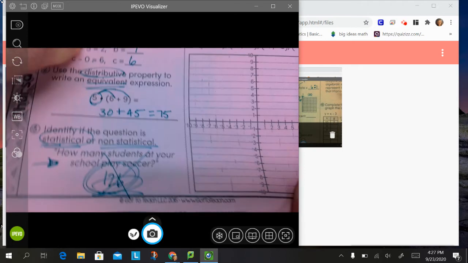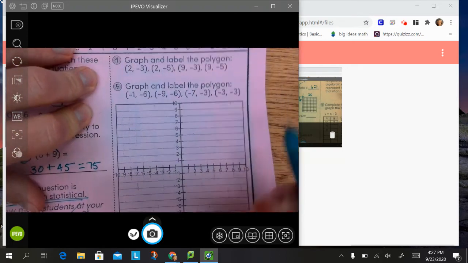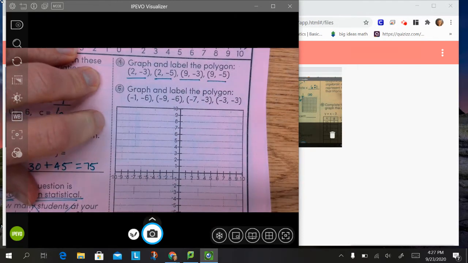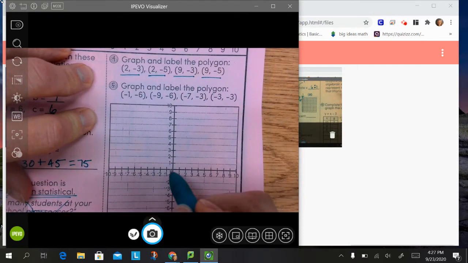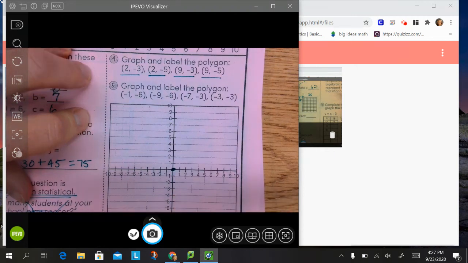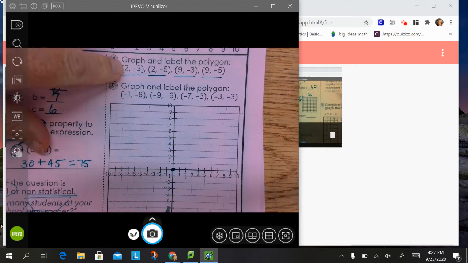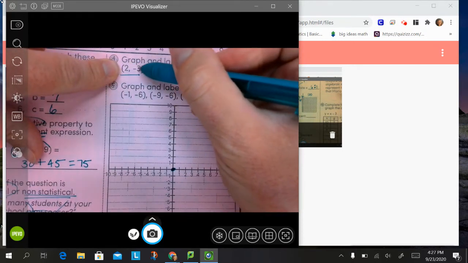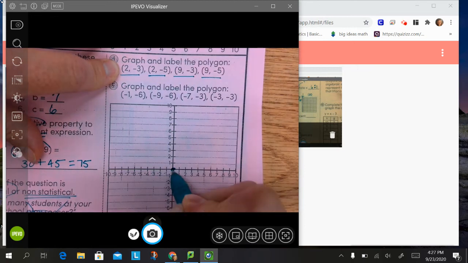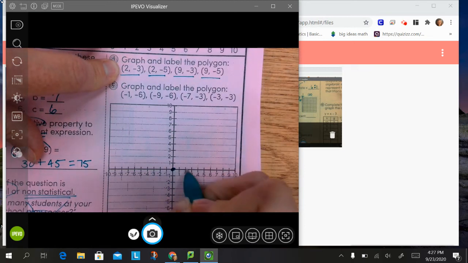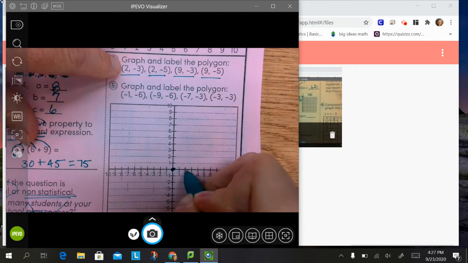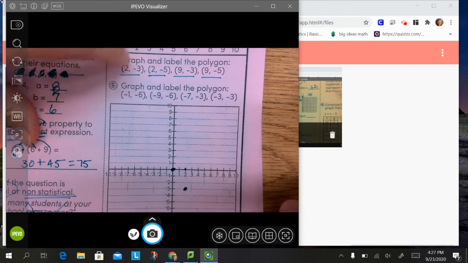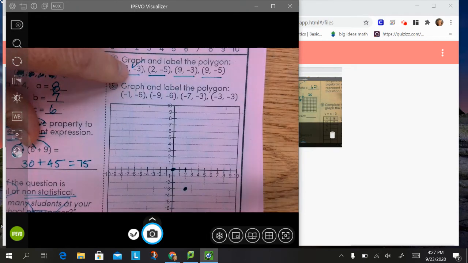All right, number 4. It says graph and label the polygon, and they give you all of these ordered pairs. Okay, and what you want to do, you want to start at 0, which is your origin, which is right in the middle. Okay, and you want to look at the first pair of numbers. You have 2 and negative 3. So you start at 0 and you want to go over 2 because it's positive. You want to go over 2 and then it's negative, so you want to go down. Negative 3. And you want to put a dot right there. And that one's finished. Okay?